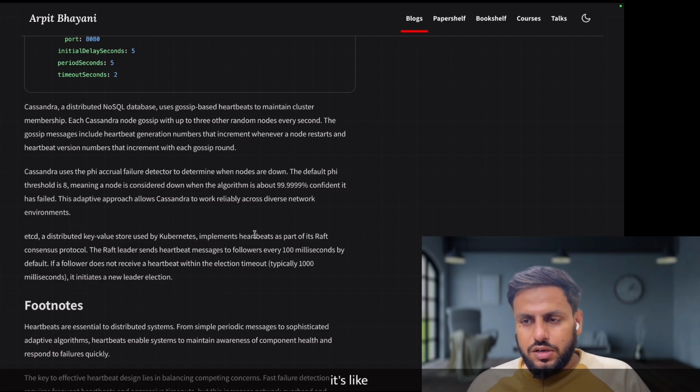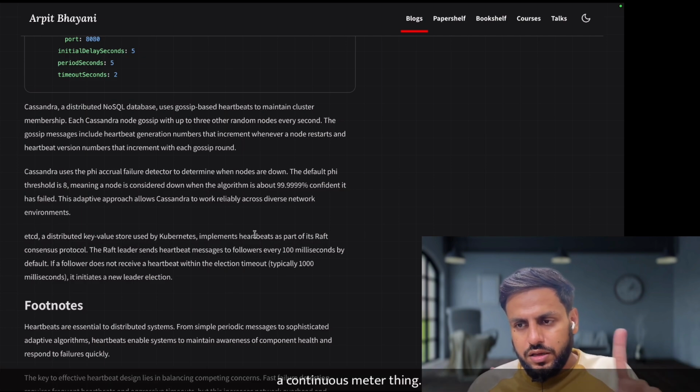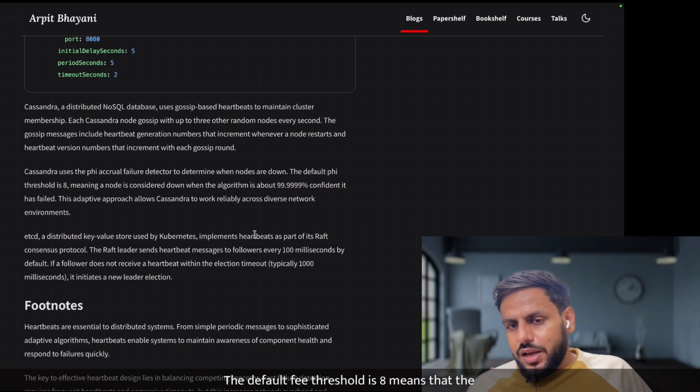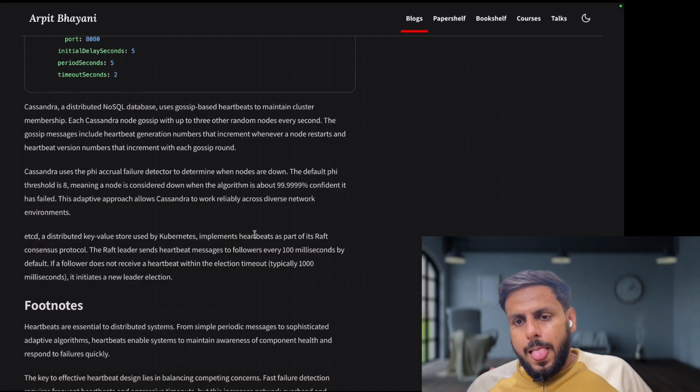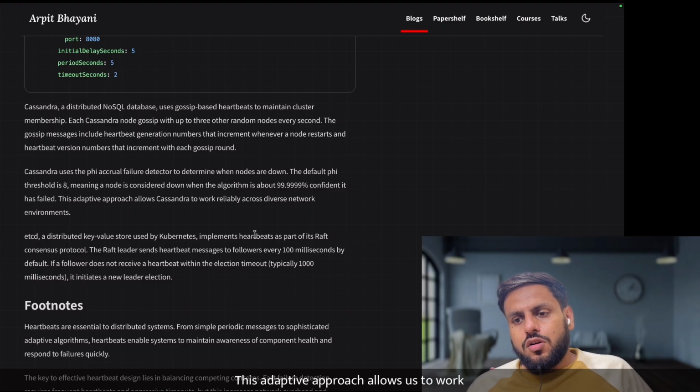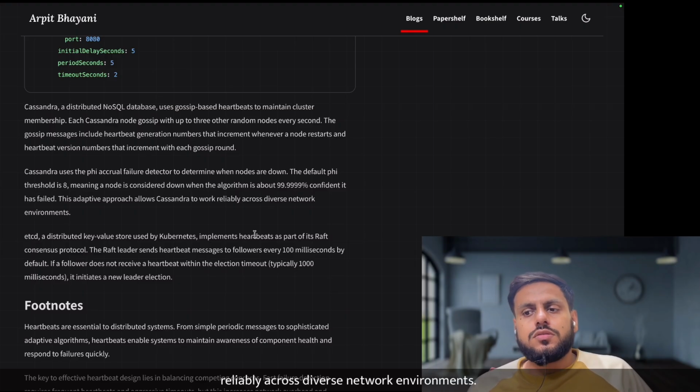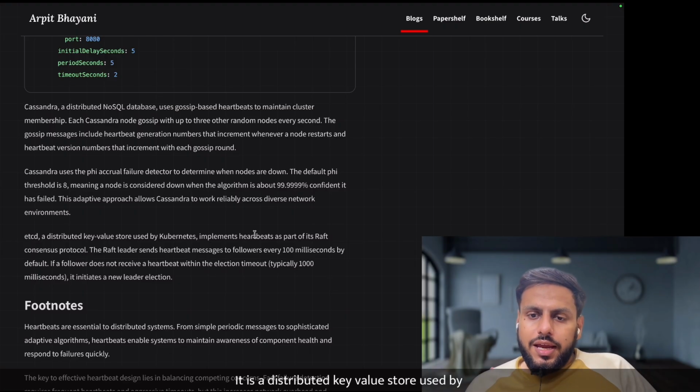Cassandra uses the phi accrual failure detector to determine when nodes are down. So it's like a continuous meter. The default phi threshold is 8. It means that a node is considered down when the algorithm is about 99% confident it has failed. Okay. This adaptive approach allows Cassandra to work reliably across diverse network environments.